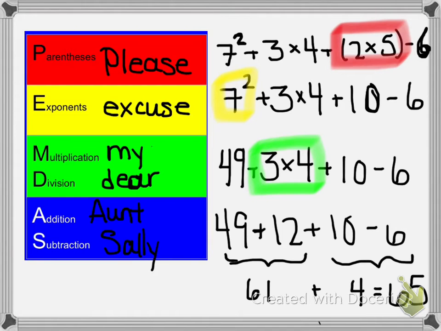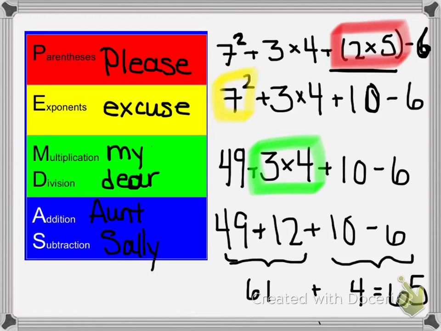So let's go through. This is the exact same problem that we already did. We're just going to go through it one more time, and we're going to think about, please excuse my dear Aunt Sally. So I started with 7 squared plus 3 times 4 plus 2 times 5 in parentheses minus 6. So please, for parentheses, I'm going to do 2 times 5 first, which gives me 10.